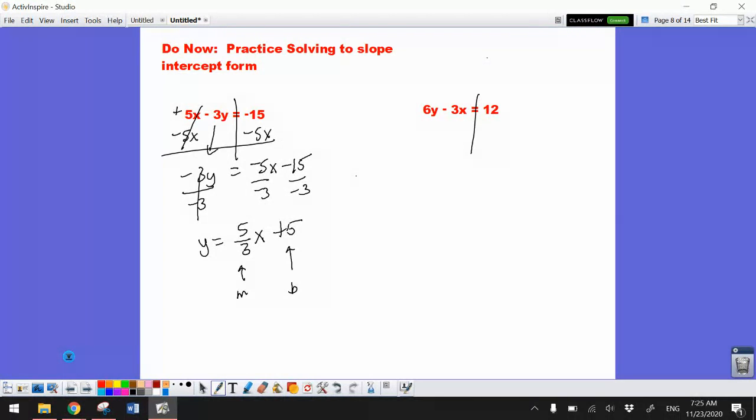So the next one, I see my order's a little different. My y is actually first and then my x. So I need to move the x. So the opposite of a negative 3x is a positive 3x. So I'm going to add 3x. This is gone. 6y drops. Remember, these two are not like terms. They are going to drop. That's step 1. Now I'm going to divide by 6. 1, 2, 3. Gone.